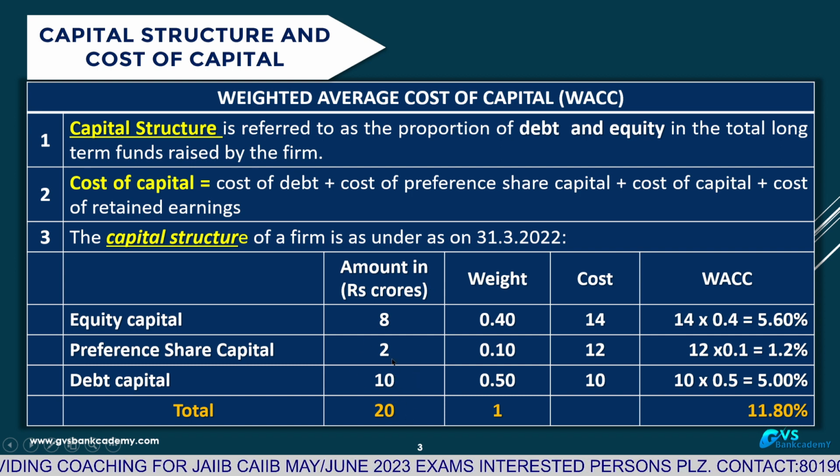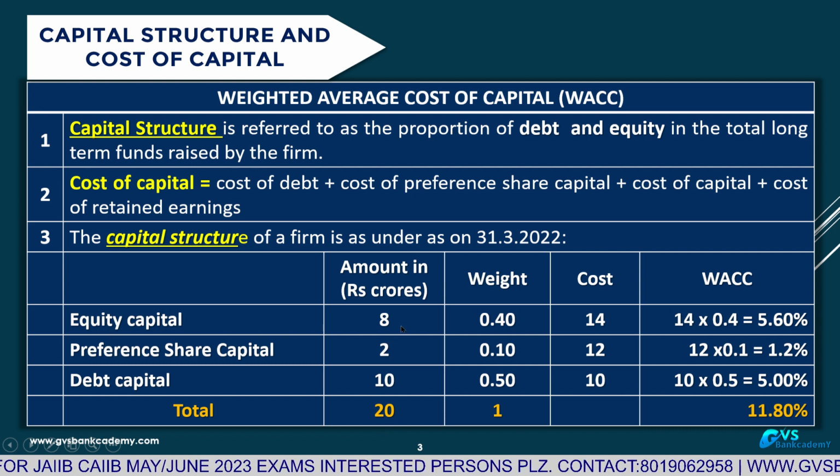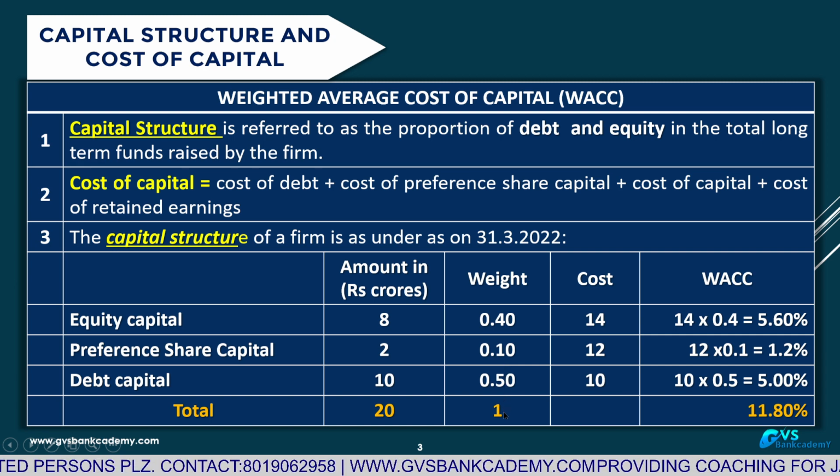Out of 20, what is the weight of equity capital? We have to calculate the weight. Equity capital weight is 8 by 20, which is 0.40. Preference capital is 2 by 20, which is 0.10. Debt is 10 by 20, exactly 50%, 0.50. So the total weight is 1. Out of 1, equity capital weight is 0.4, preference share capital is 0.1, debt capital is 0.5.